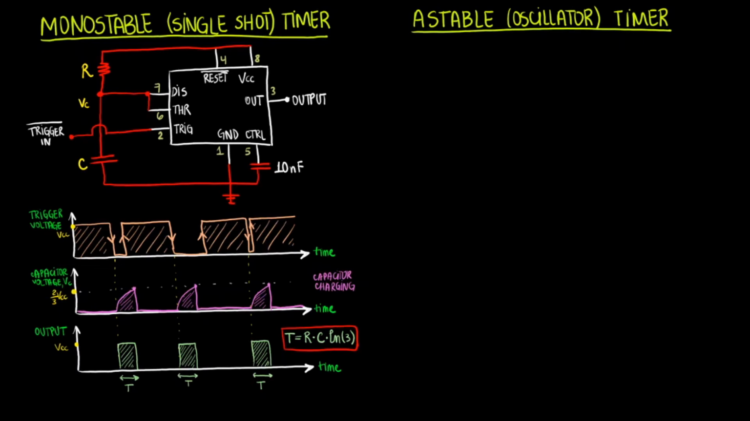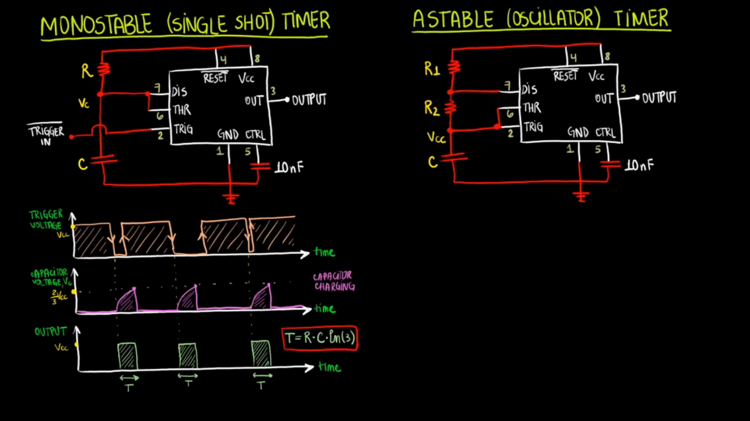Let's briefly cover the astable timer. The astable timer can also be called an oscillator since it generates a periodic square wave, and not that single pulse shot produced by the monostable timer. The circuitry of the astable timer looks slightly different because you will be including a second resistor.